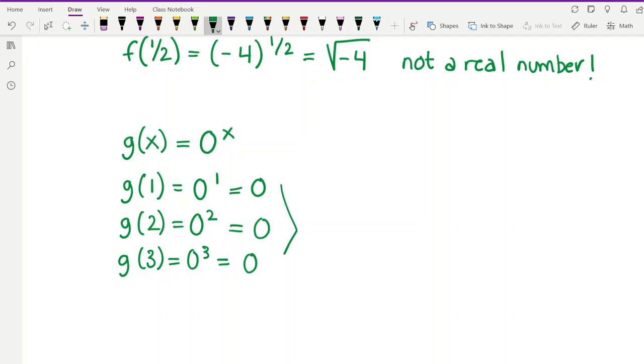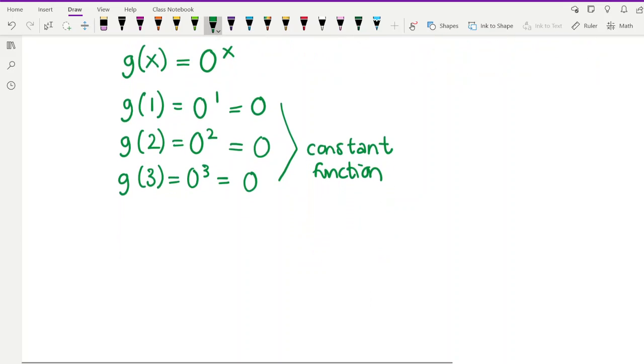So the problem is that this is actually just a constant function, right? It's not really an interesting function because if the base is 0, then no matter what number we plug in, we're always going to get 0 as an output, and that doesn't fit what we want an exponential function to be. We already have a name for that. That's called a constant function, so we don't need to discuss it as an exponential function.